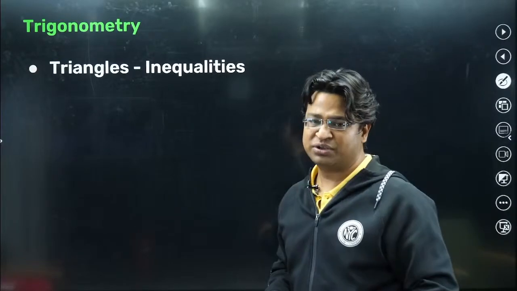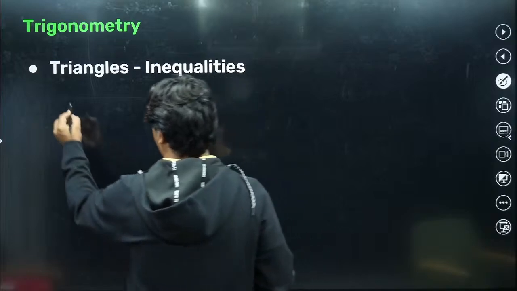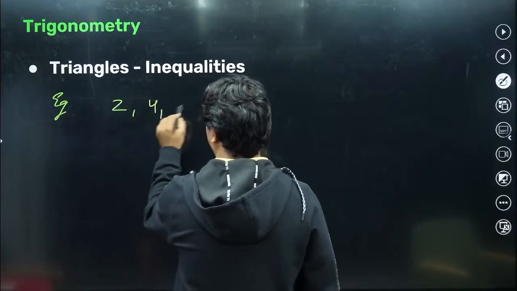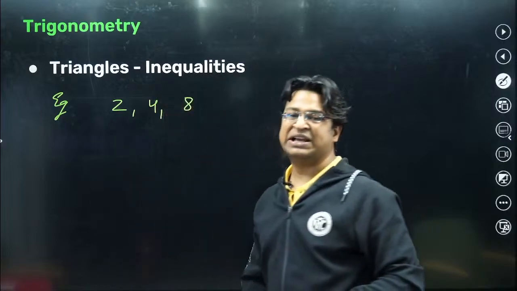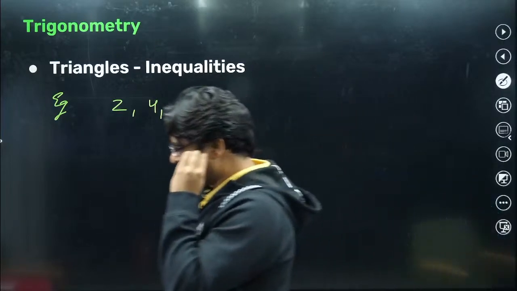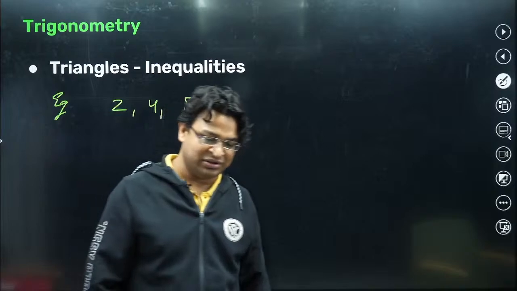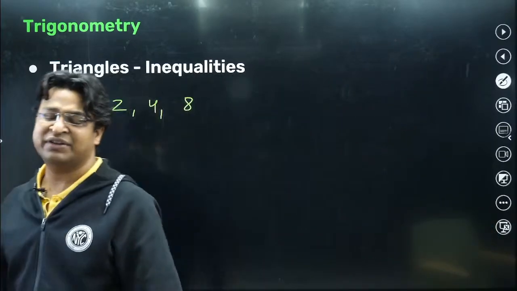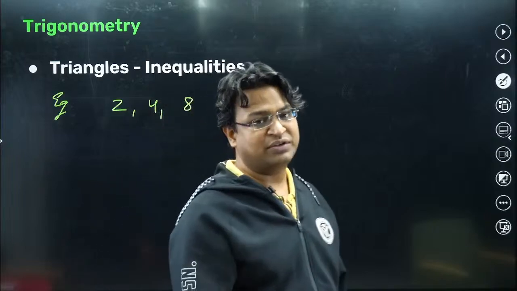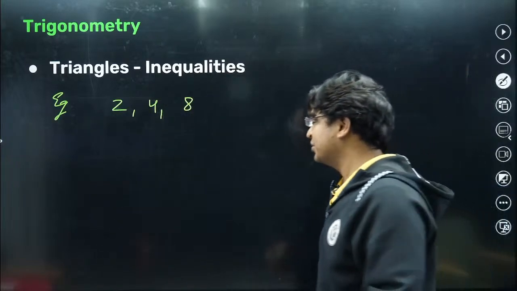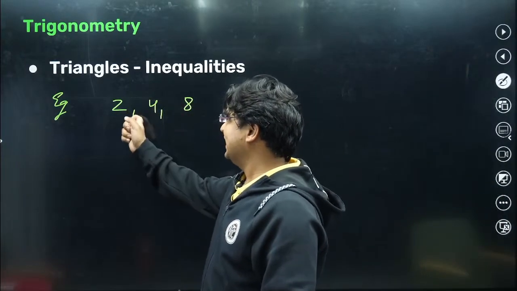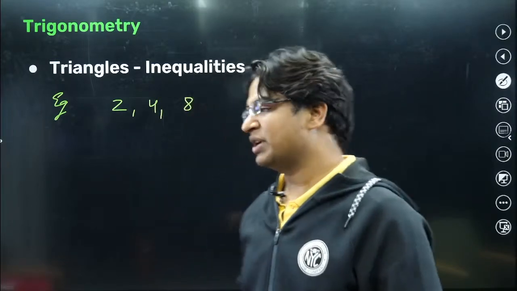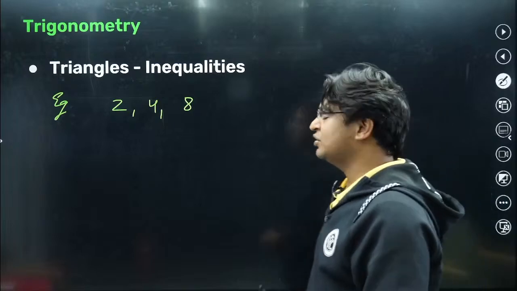Now how to use this inequality? Suppose I tell you that I made a triangle with 2, 4 and 8 meters as side lengths. Then you can straight away tell me, no sir, that is wrong. It is not possible to make a triangle in which the sides are 2 meter, 4 meter and 8 meter. Why? Because if I add these two, I get a number which is smaller than the third side. So it is impossible to make a triangle in which the side lengths are 2, 4 and 8.